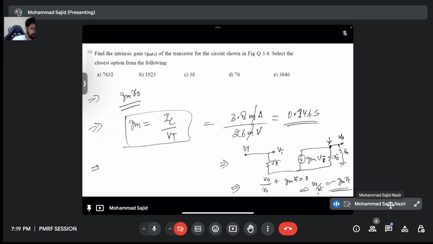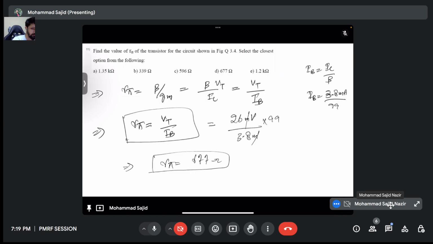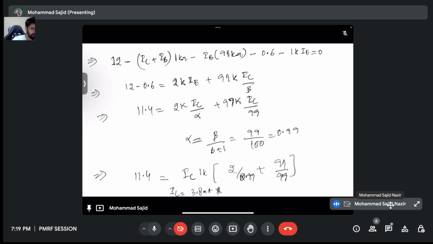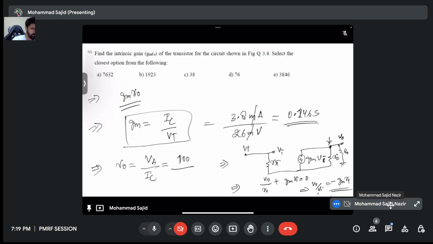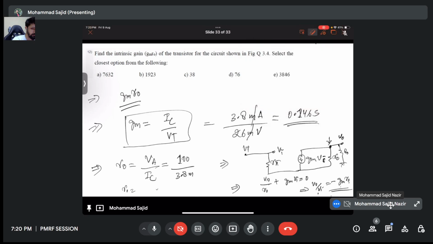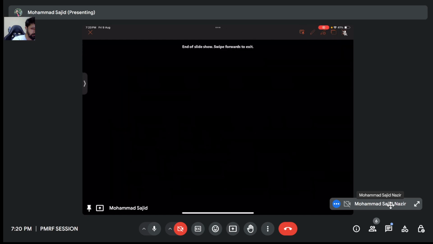Now we have calculated GM. We need to calculate R naught. R naught is early voltage by collector current. Early voltage is given in the question as 100 volt and collector current as 3.8 milli. So this comes out to be 100 divided by 3.8, 26 kilo ohm.